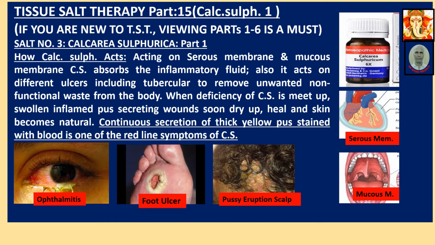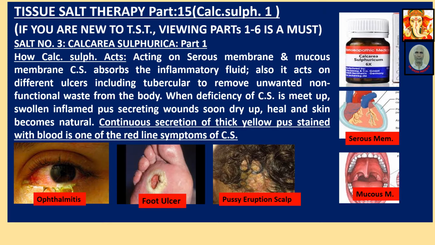If you do not read 1 to 6 and just read part 15, Calcarea Sulph 1, you would not follow it correctly. So please, if you are sincere that you want to learn this therapy, then you must read first 1 to 6. Otherwise, you may skip. Calcarea Sulphurica is salt number 3. There are 12 salts, and every salt has a specific number. Calcarea Sulphurica or Calcarea Sulphuricum, all the same.